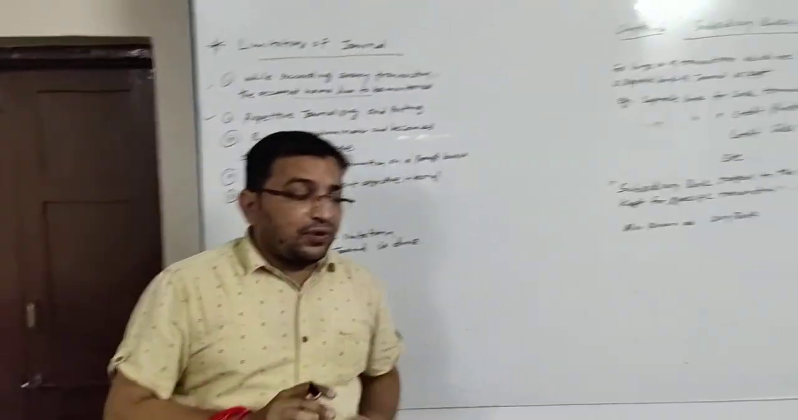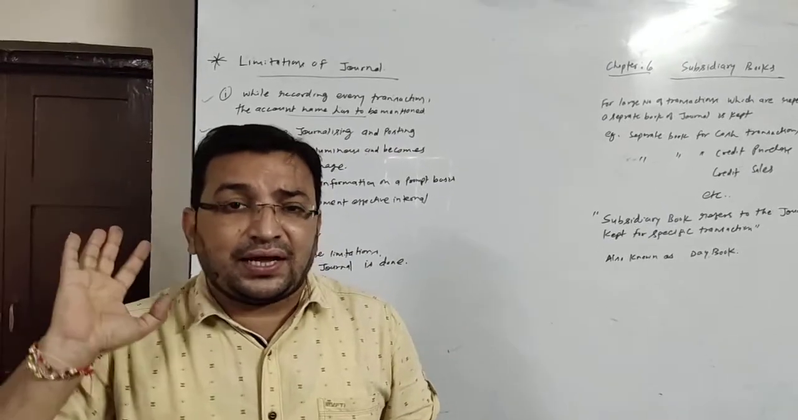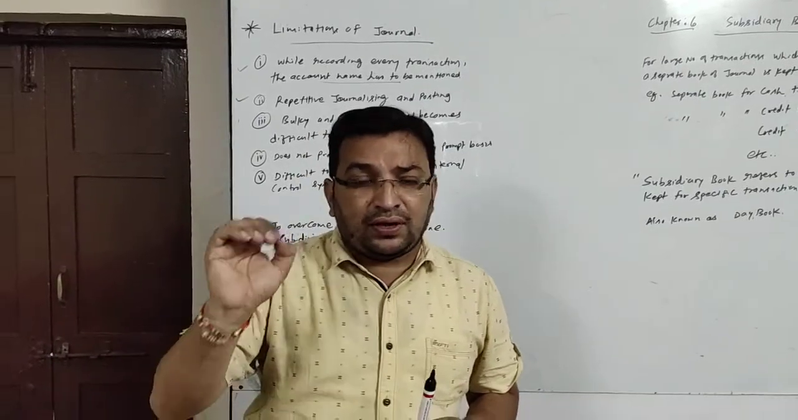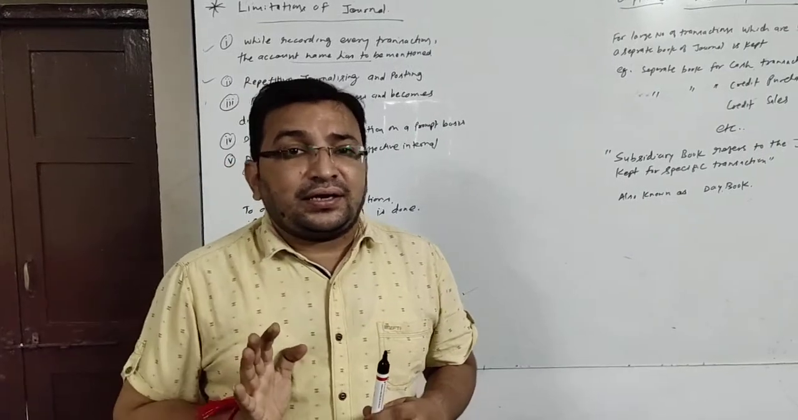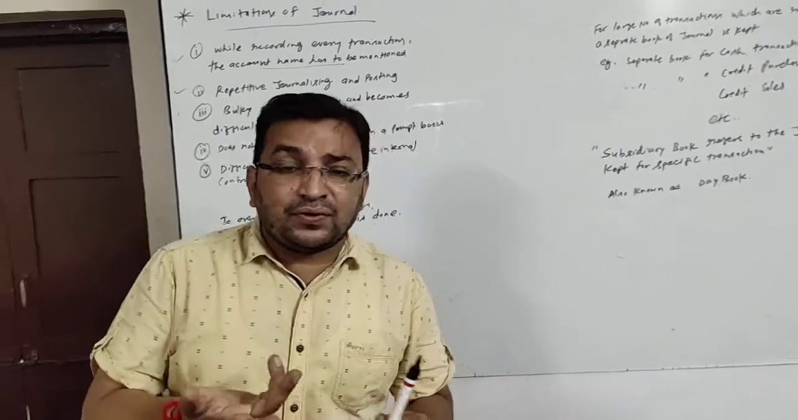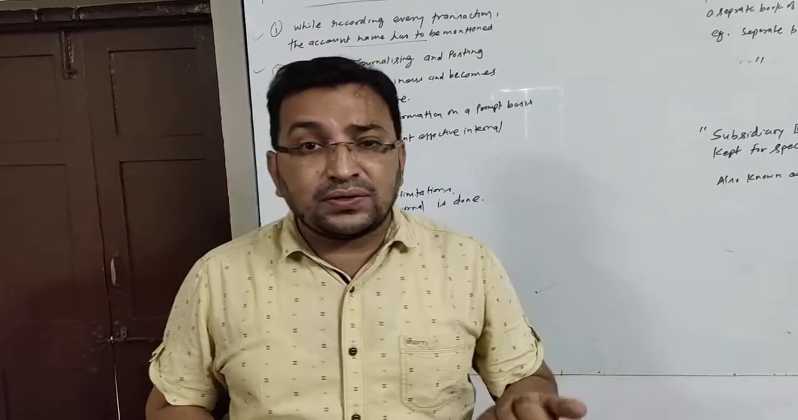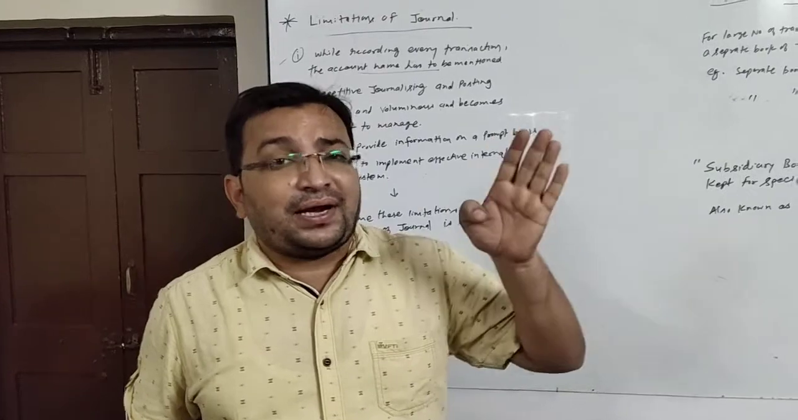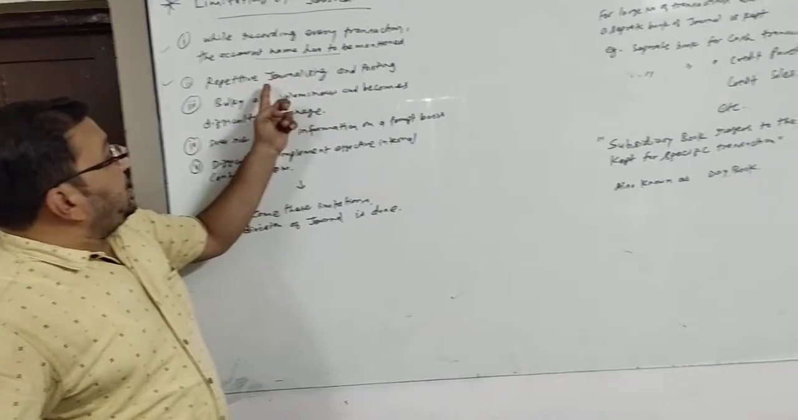Suppose we are doing a transaction with a particular item. Say for example, we are buying goods from Mr. X. So the number of times we will be buying goods from him during the month or during a week or during the year, we will have to write the journal entry. Suppose on first date we are buying goods from Mr. X, on 7th date we are buying goods from Mr. X, on 10th date we are buying goods from Mr. X. So with every transaction we will have to pass a separate entry. So second limitation is this.